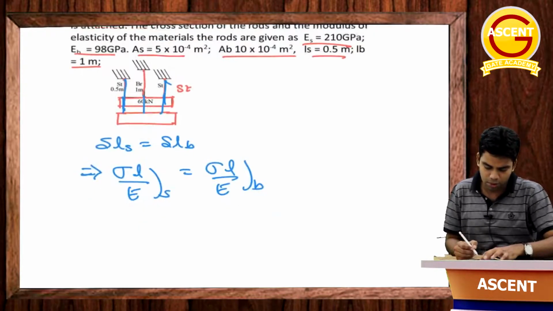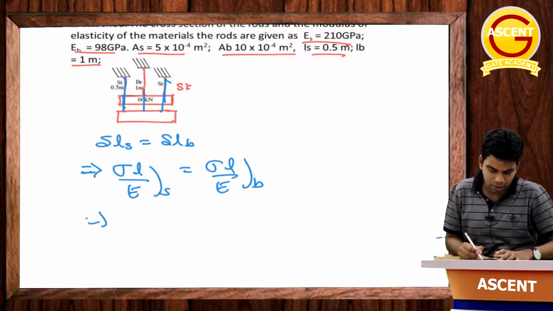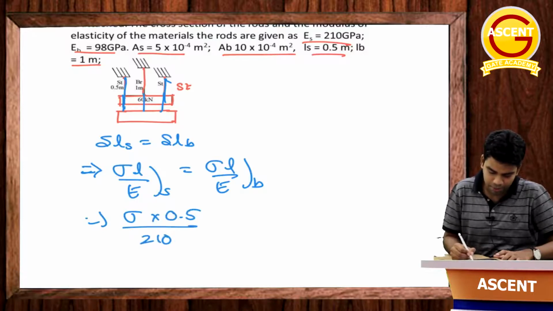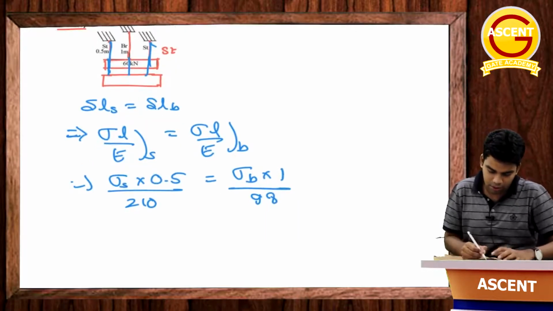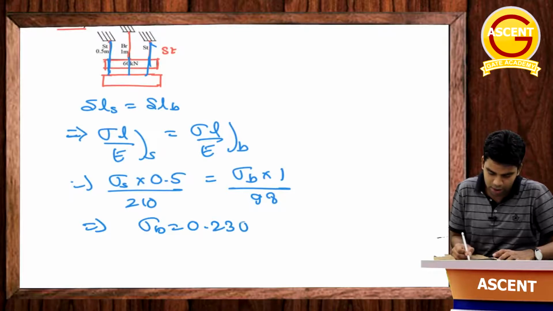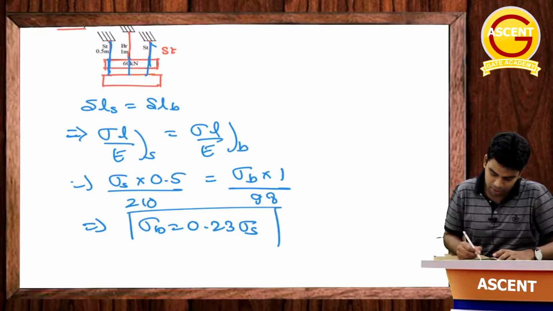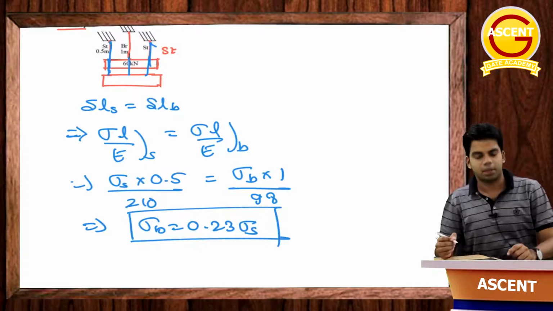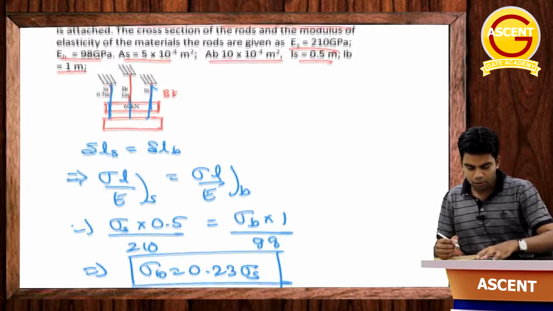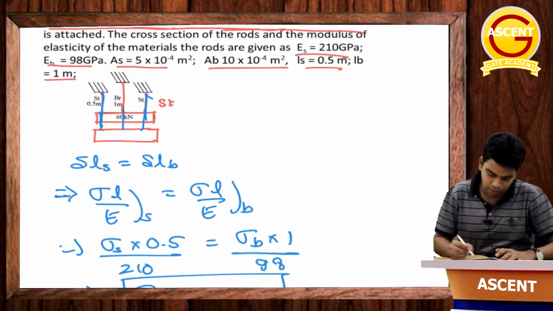Okay, so just put the value. For steel this will be equal to sigma of steel into length of steel 0.5 divided by E of steel 210 gigapascal, is equal to sigma of brass into length of brass 1 divided by 98. So from here you will get one relation, which is sigma brass is equal to 0.23 of sigma steel. This is the first relation between sigma steel and sigma brass. Okay, now what will happen if I draw the free body diagram of this block?